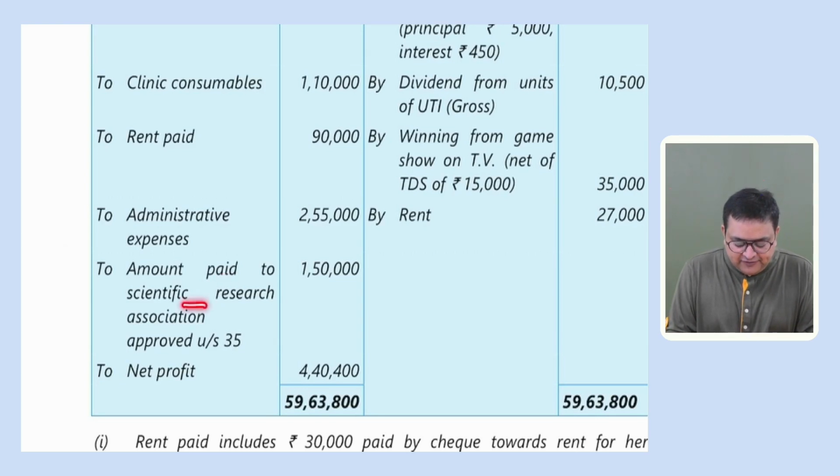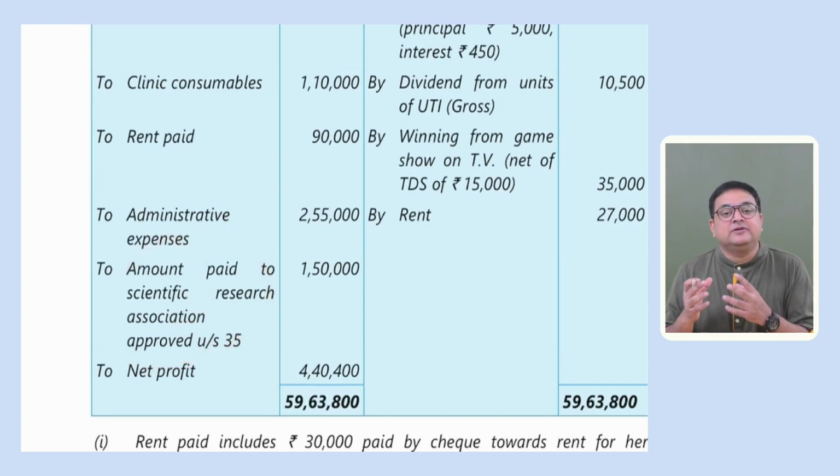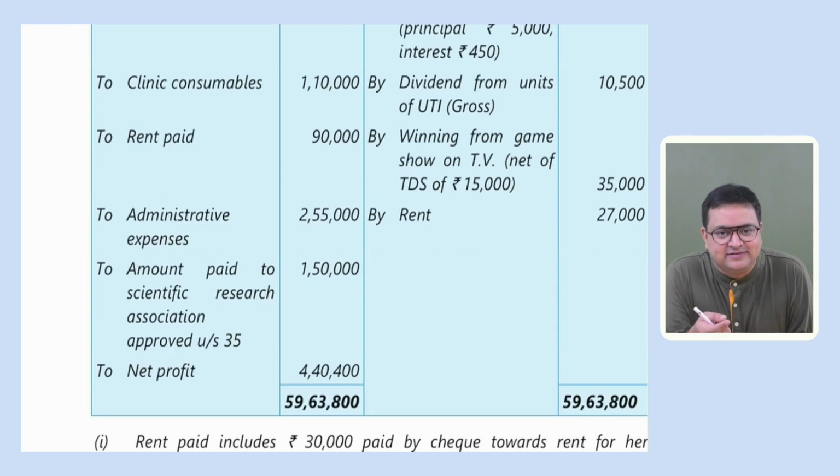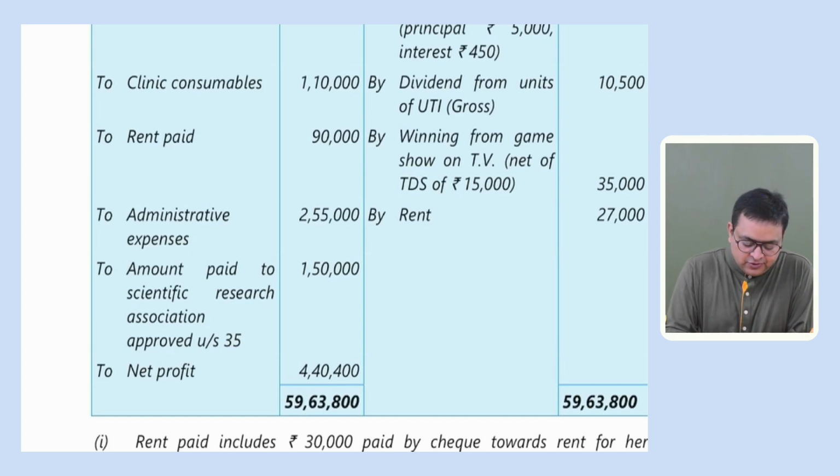Amount paid to Scientific Research Association approved under section 35. So she has paid a scientific research expense. She has made a contribution towards scientific research and she has contributed to an approved institution. Is it allowed or not? First of all, tell me, is it in-house research or outside research? This is outside research, right? In-house research is something which you do for your own business or profession, but this is outside research. So is outside research allowed or not?